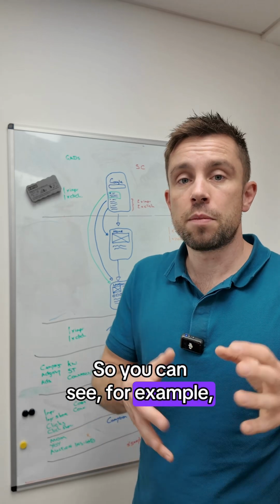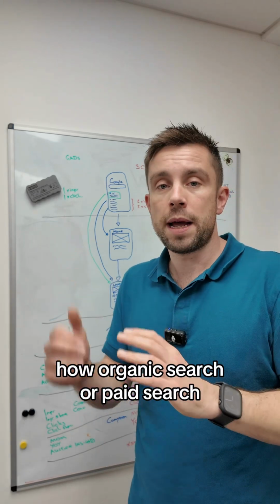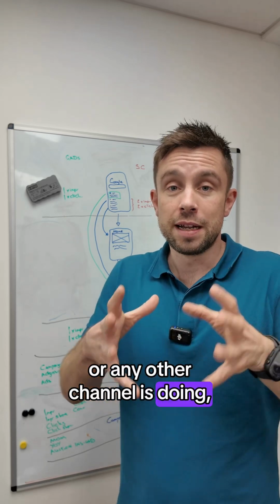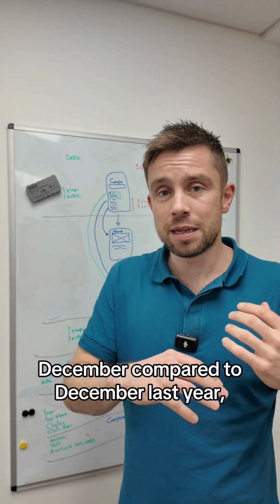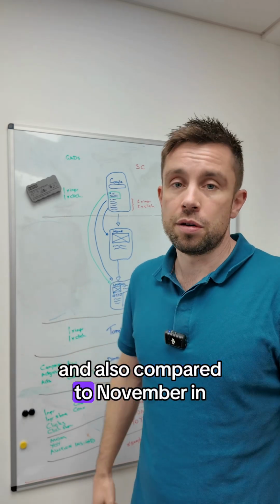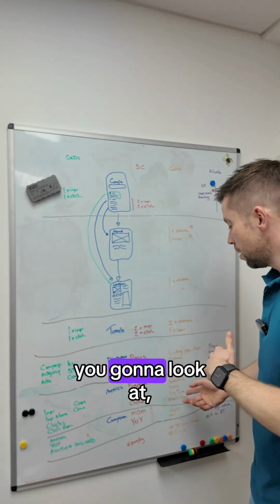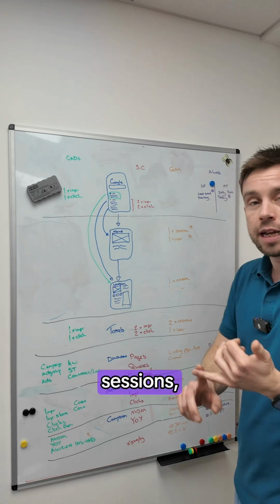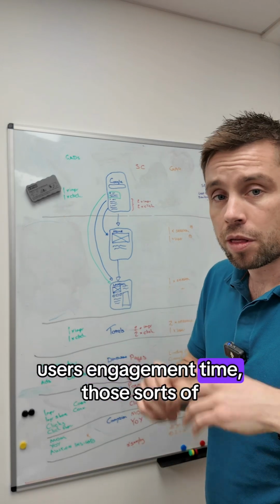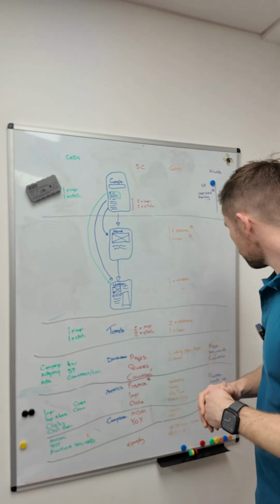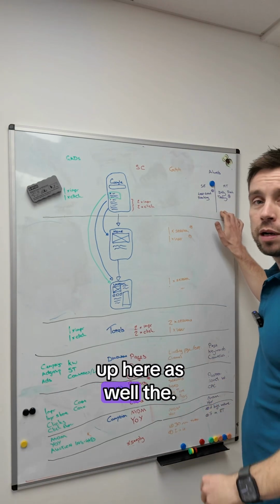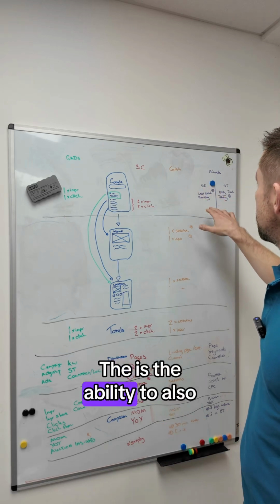So you can see, for example, how organic search or paid search or any other channel is doing, say, December compared to December last year, and also compared to November. In terms of some of the metrics, you're going to look at things like sessions, users, engagement time, those sorts of bits of information.